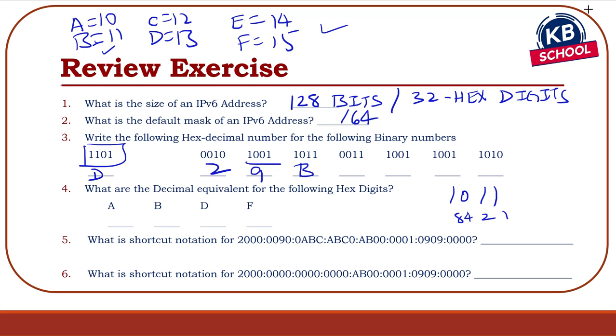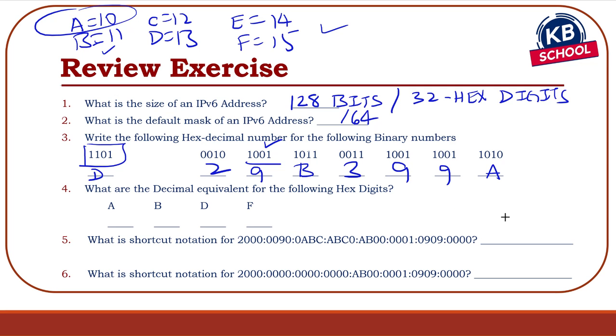0011. 0011 is a 3. I'll write it as a 3. 1001, which I've already done over here, is a 9. 1010. 1010 is a 10, which is an A. All right, so the hexadecimal numbers for the binary ones are done.